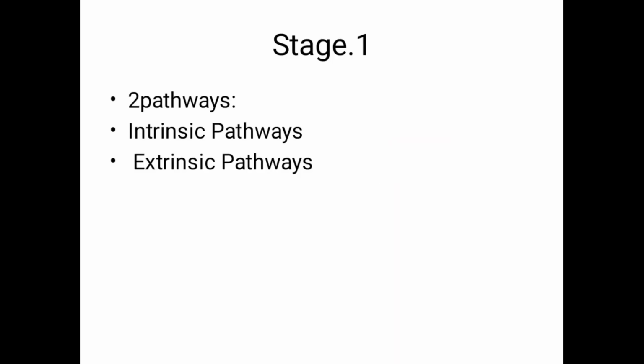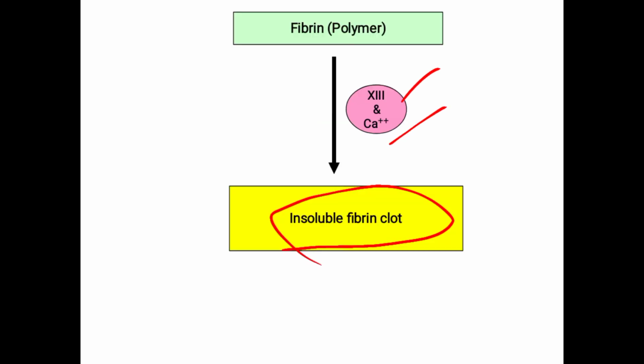The next step. As I told, first comes the prothrombin activator. Activation of prothrombin activator is important. In that there are 2 pathways, intrinsic pathway and extrinsic pathway. Understood?